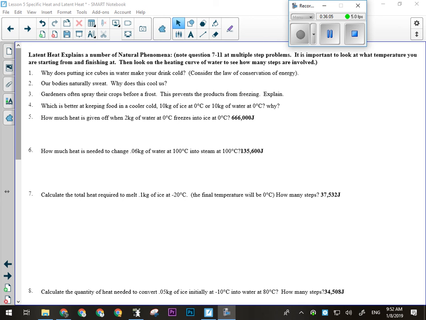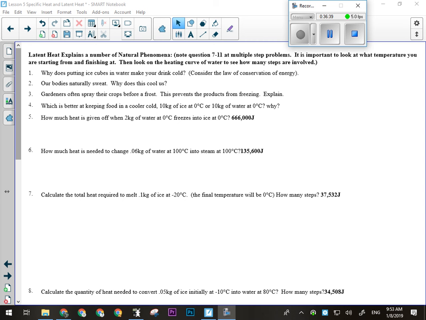Which is better at keeping food in a cooler cold, 10 kilograms of ice at 0 or 10 kilograms of water at 0? Ice, because it has the ability to absorb more heat from whatever's in the cooler than the water does. The water is already a liquid. It doesn't have that ability to change state, and it takes a lot of energy to change the state of ice. So it's going to have the ability to absorb more energy that way.